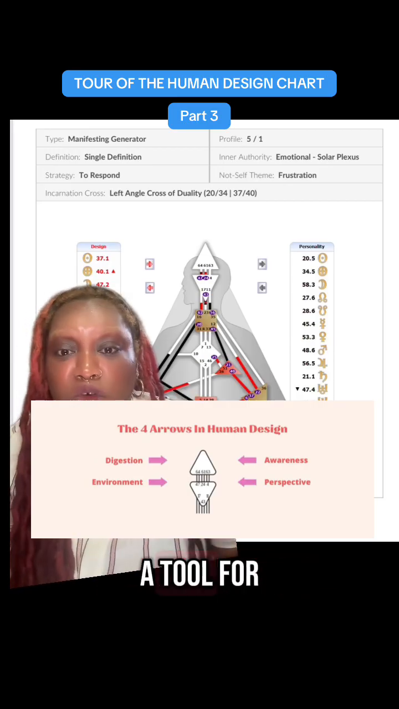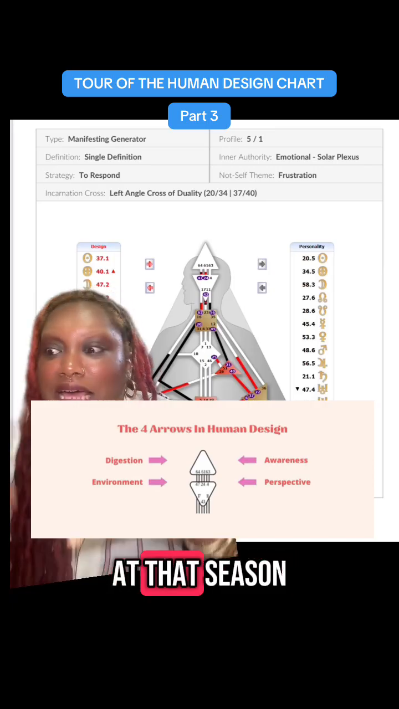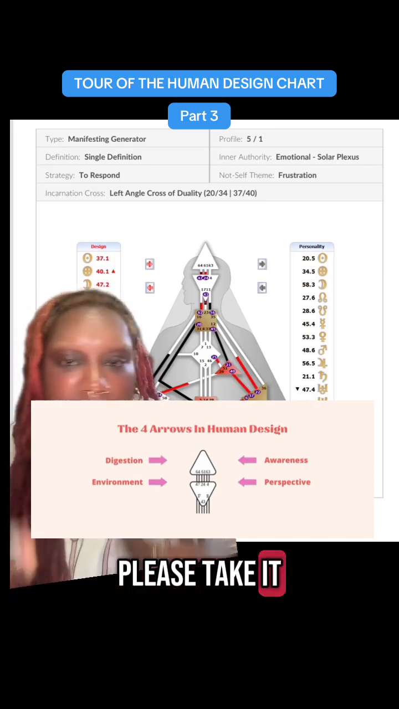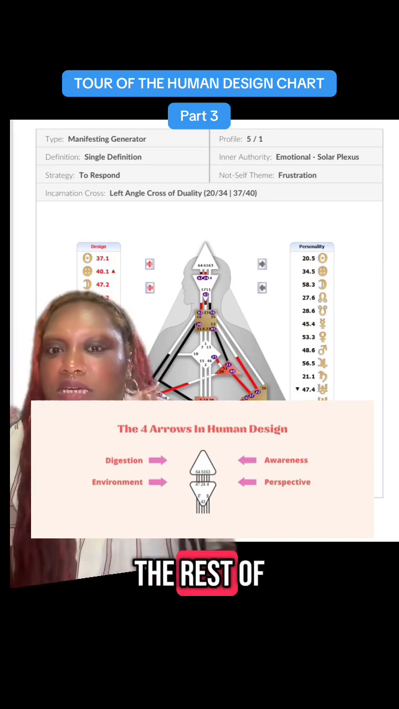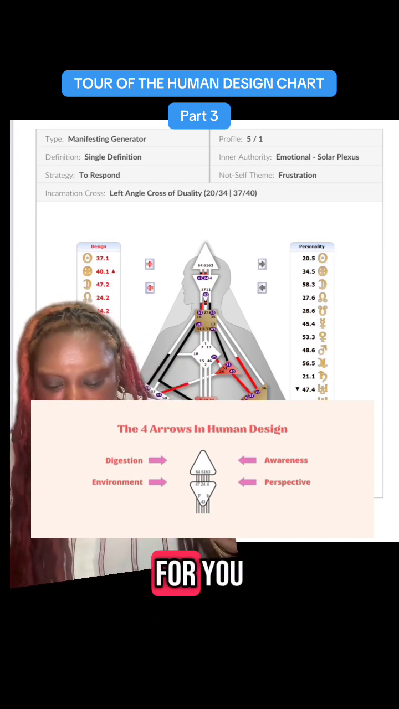Remember, this is a tool for your awakening. So, you know, whatever it is your soul needs at that season of your life, please take it in, go for it. Doesn't matter where the rest of us think you should start. Your soul will let you know what is best for you.